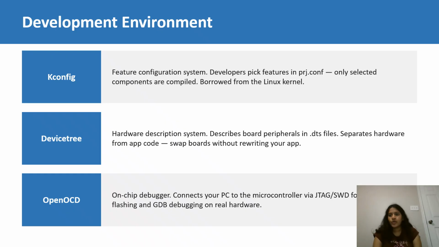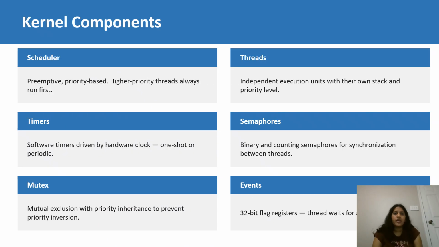Now let's go to another slide. Now let's go inside the kernel components. There are six components. The scheduler is preemptive and priority based. The highest priority ready thread always gets the CPU. If a high priority thread wakes up, it immediately preempts whatever is running.